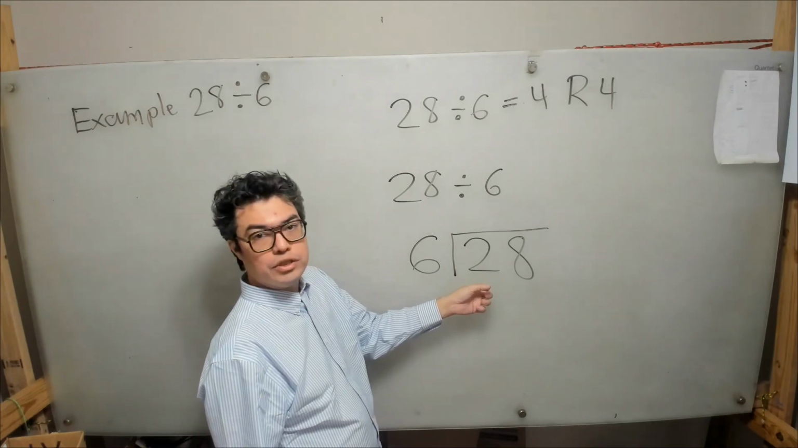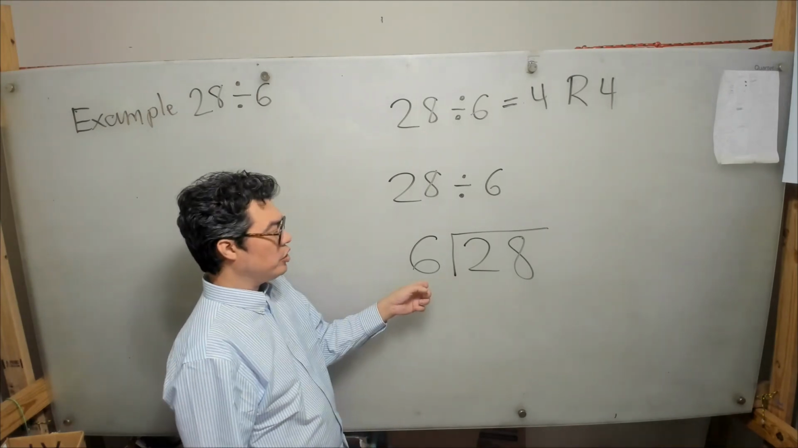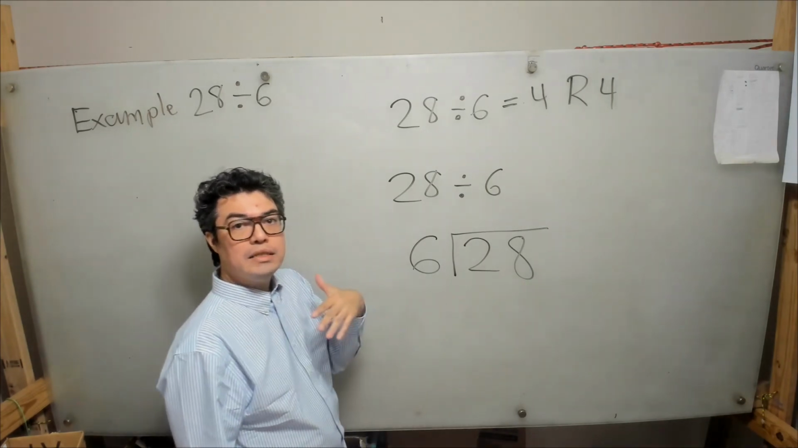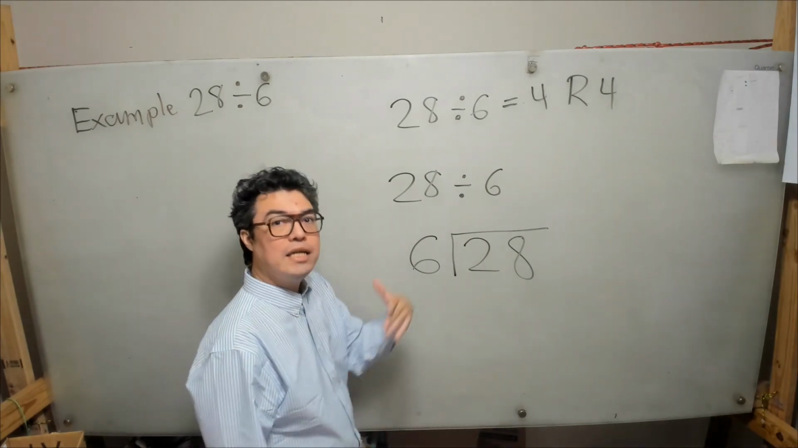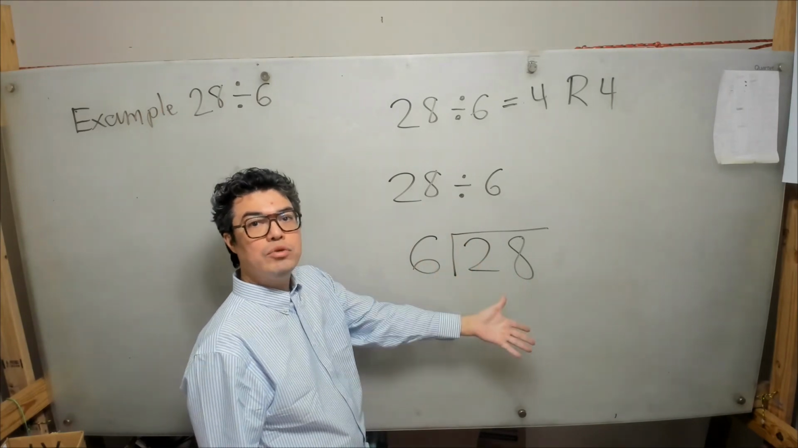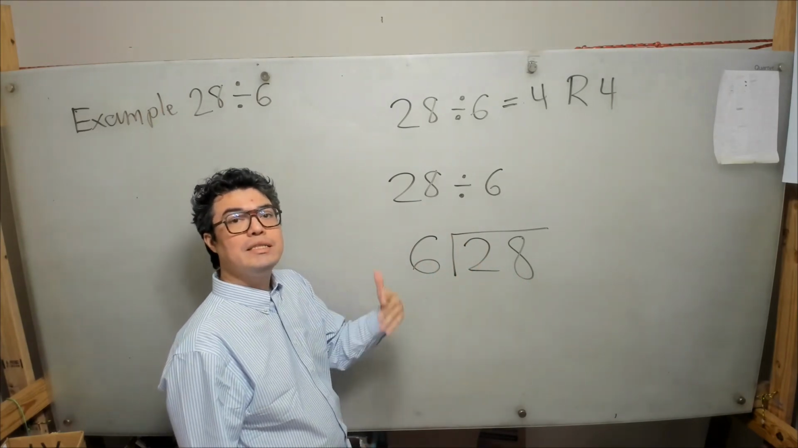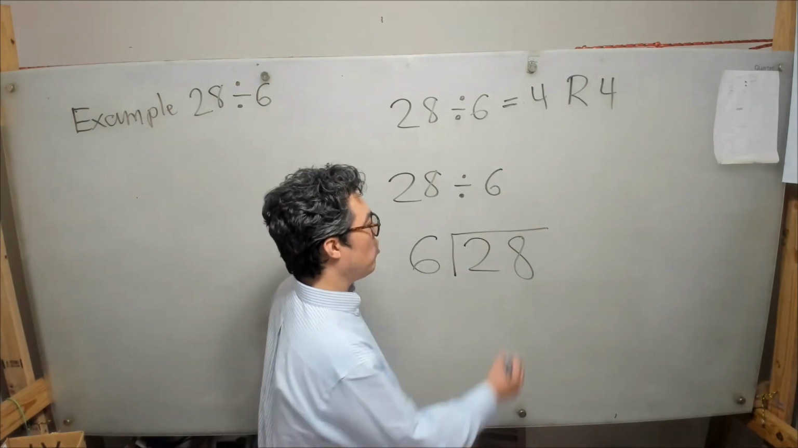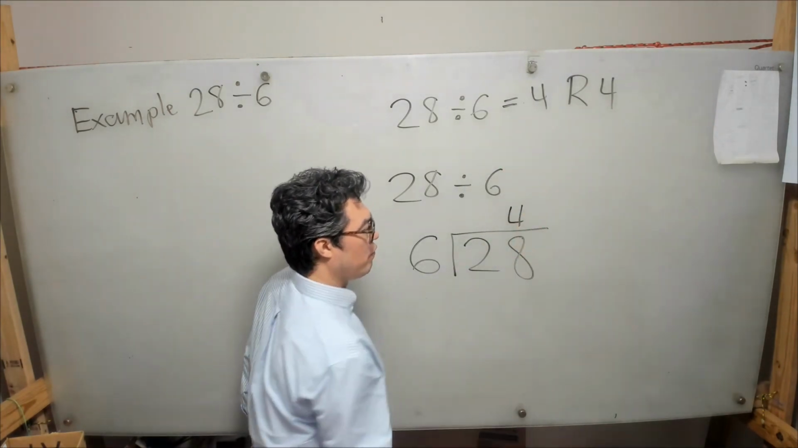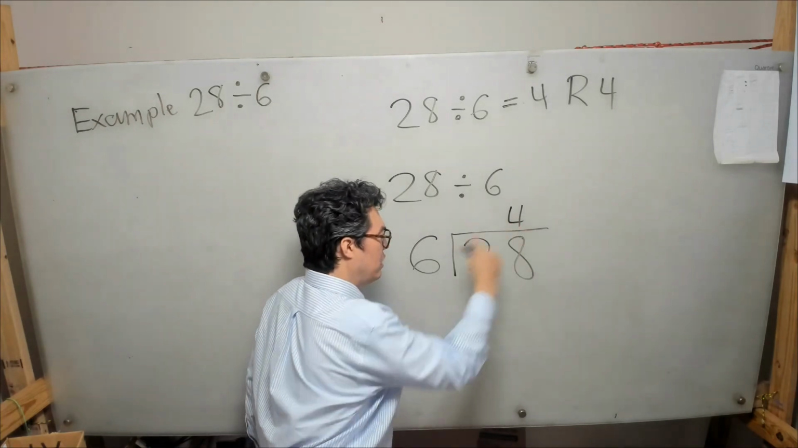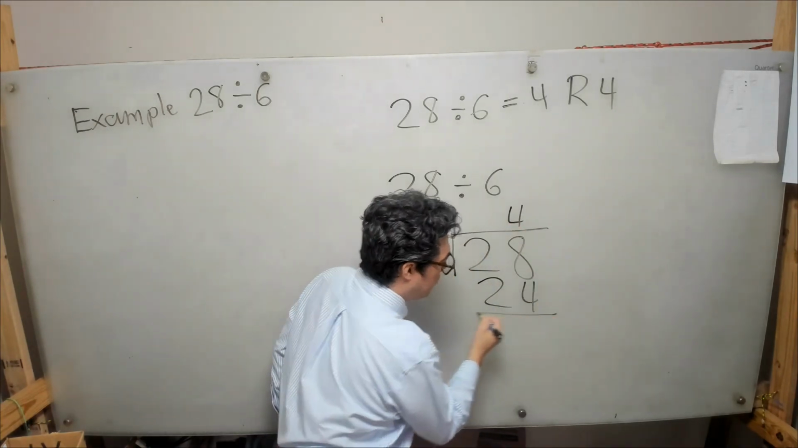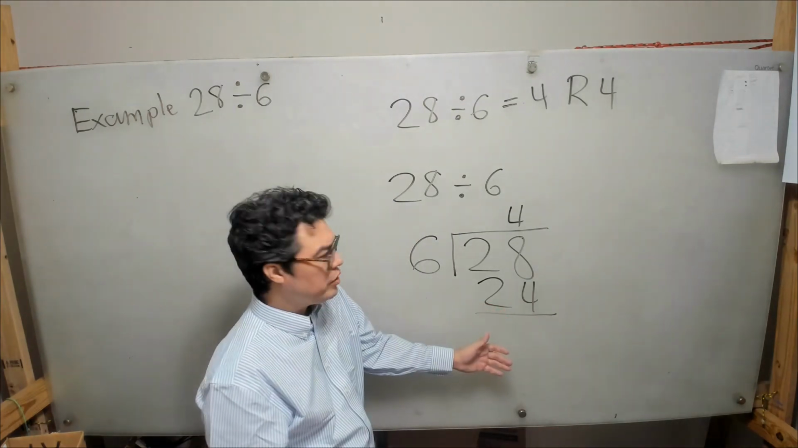And we know it doesn't because 2 is too small. So we ask the question, how many times does 6 go into 28? Right? Either exactly into 28, like 6 times something equals 28, or 6 times something is less than 28. We, of course, already answered that question here with a 4. So we put our 4 there, and then we do 4 times 6, and that gives us the 24, which we place here. And then here we perform the subtraction.